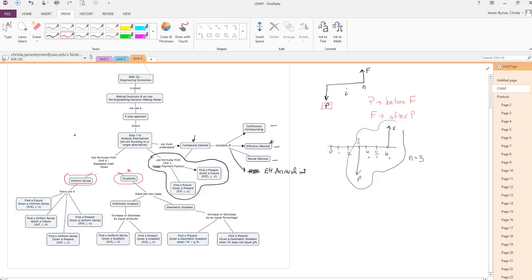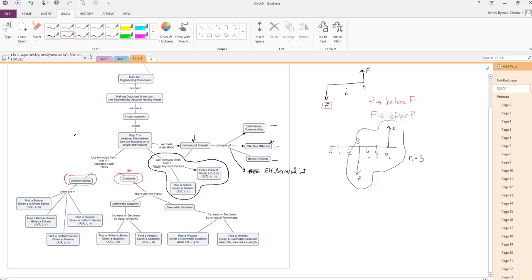We'll be doing gradients in class. Uniform series is right now. There are 4 uniform series types, and that's what we're going to do over the next 4 little video lectures. 1, 2, 3, 4. Alrighty? So that's where we're going.